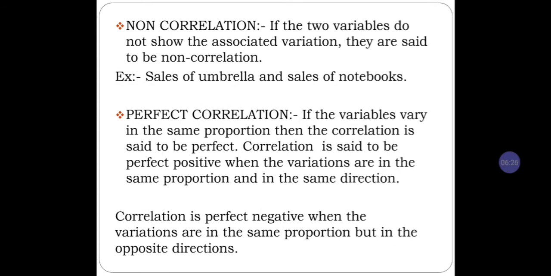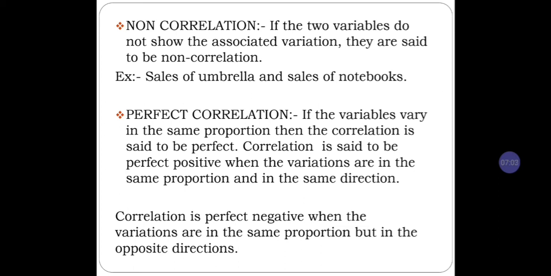Then non-correlation. If two variables do not show an associated variation, they are said to have no correlation. For example, sale of umbrellas and sale of notebooks. Sale of umbrellas will be more only during the rainy season. Sale of notebooks will be more only at the time of school openings. Rest of the time sales will not be there. So this one is your non-correlation example.